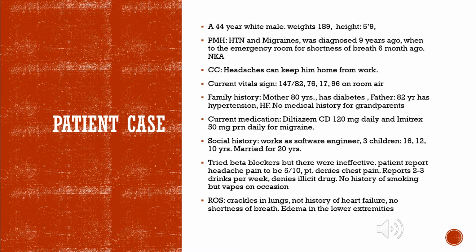migraine. His social history: he is a software engineer, and he has three children, ages 16, 12, and 10. He's been married for 20 years. The patient has suggested that he has tried beta blockers in the past that were ineffective, and he is currently reporting a headache pain that is 5 out of 10.